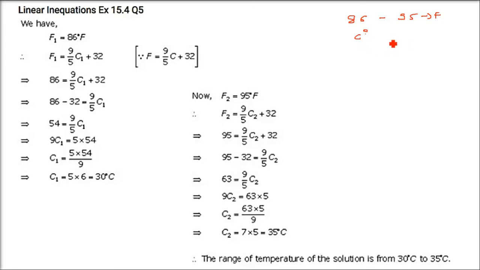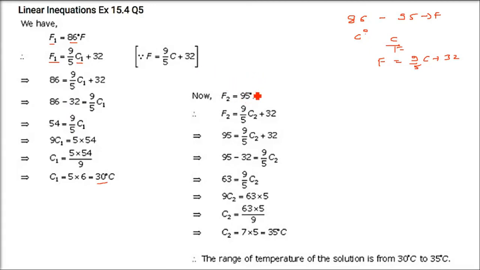The Celsius Fahrenheit conversion formula is already given. F is equal to 9 by 5 C plus 32. So first let us convert this 86, which is in Fahrenheit, into centigrade. The formula is given, so just put F as 86 and find C1, the first Celsius corresponding to 86 degree Fahrenheit. When we solve it, we get 30 degree centigrade corresponding to 86.